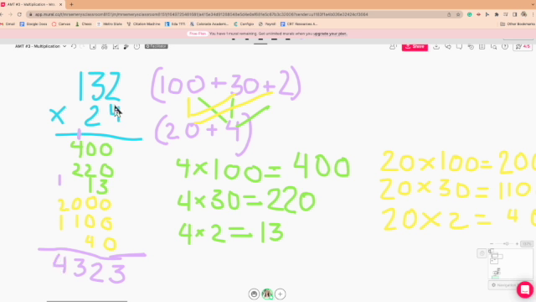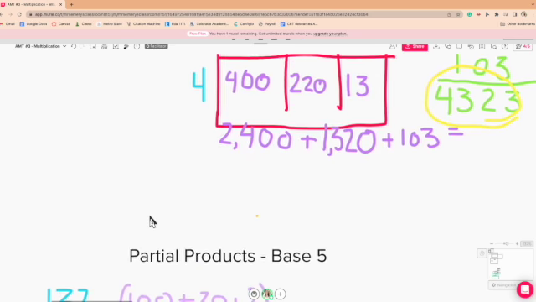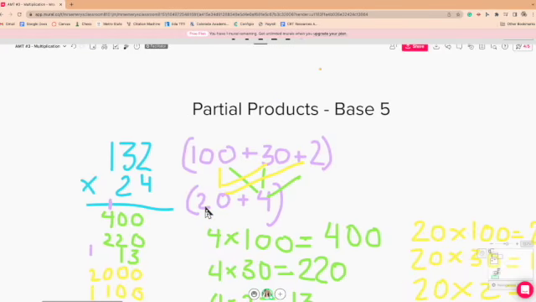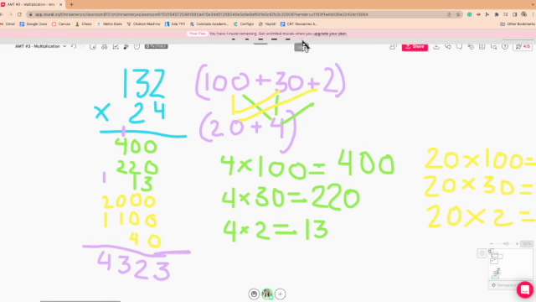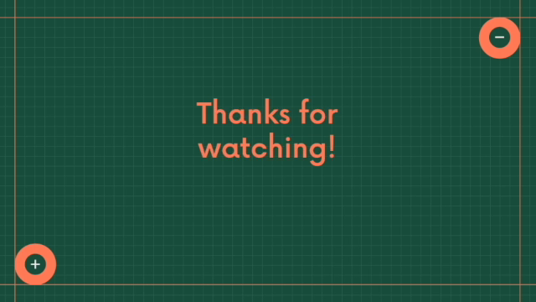So the grand total for 132 times 24 is 4323. Is that what I got last time? It is what I got last time. Isn't that beautiful? So the final answer, hopefully, is 132 times 24 equals 4323. Watching my AMT on multiplication.